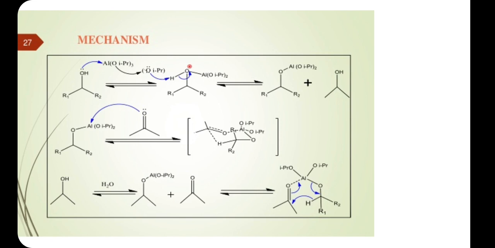So this is the mechanism. In the first step, the alcohol coordinates with aluminum isopropoxide to form a complex. This complex reacts with the ketone to form a 6-member transition complex. The alpha carbon of the alcohol is converted to the carbonyl carbon by the aluminum catalyzed hydride shift. The acetone proceeds over a 6-member transition state. The desired ketone is formed after the hydride transfer. So this is the mechanism.